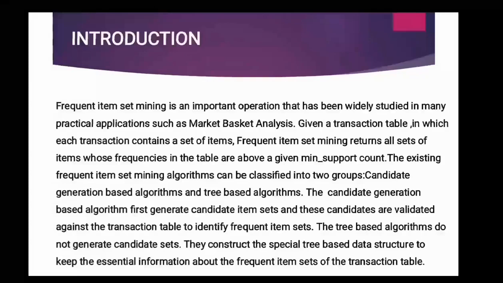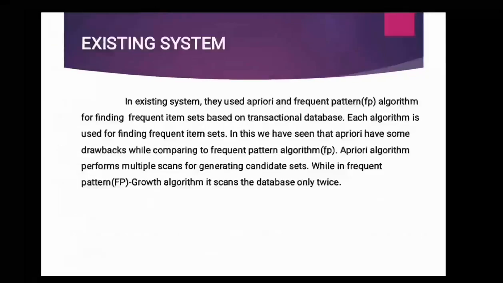Here, the existing systems can be classified into two groups: candidate generation based algorithms and tree based algorithms. The candidate generation based algorithms first generate candidate item sets, and these candidates are validated against a transaction table to identify frequent item sets. Tree based algorithms do not generate candidate sets. They construct a special tree based data structure to keep the essential information about the frequent item sets of the transaction table.